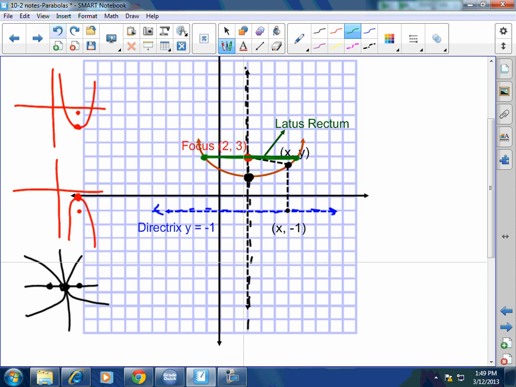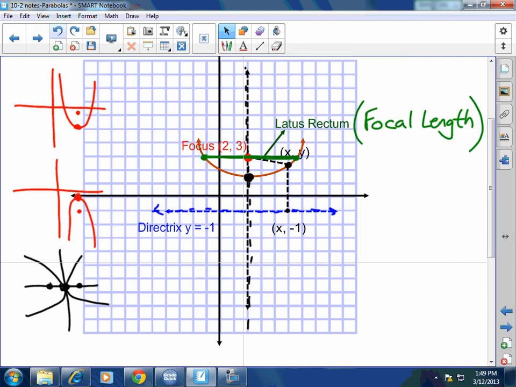That is also sometimes called, the latus rectum is also sometimes called the focal length. The focal length. Okay? All of this right now is Chinese, and it should be. That's good. We're going to get into some stuff right now.